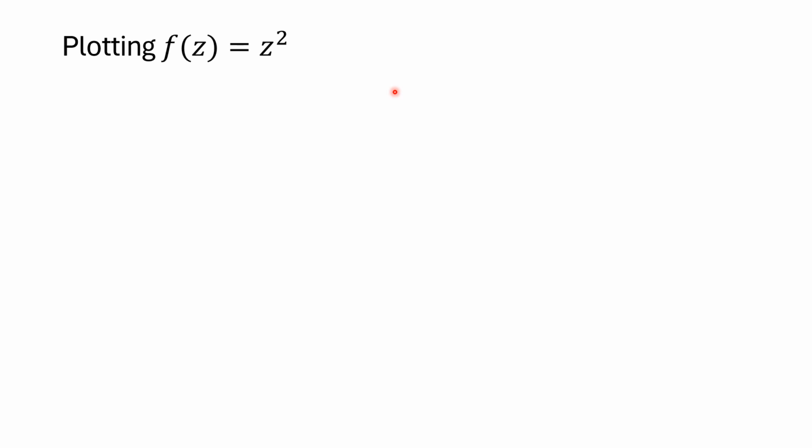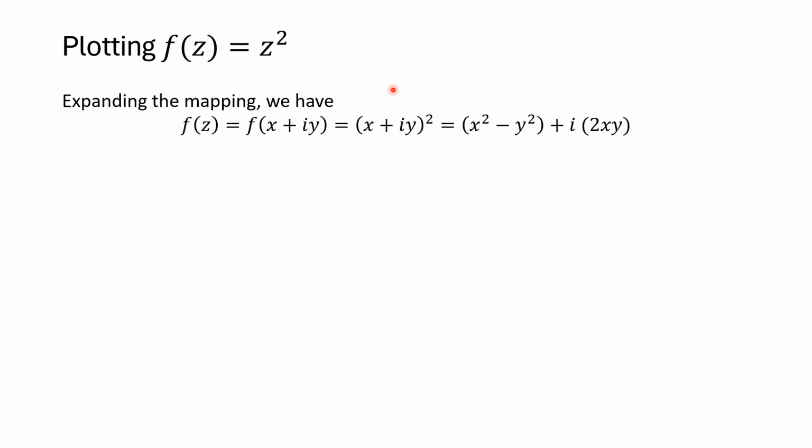In this slide, we consider the function f of z equals z squared. And we want to do a mapping of the line y equals c, which is a horizontal line. We'll see what that looks like. It turns out to be a parabola. But first we need to expand z squared in terms of x and y, which I've done here.